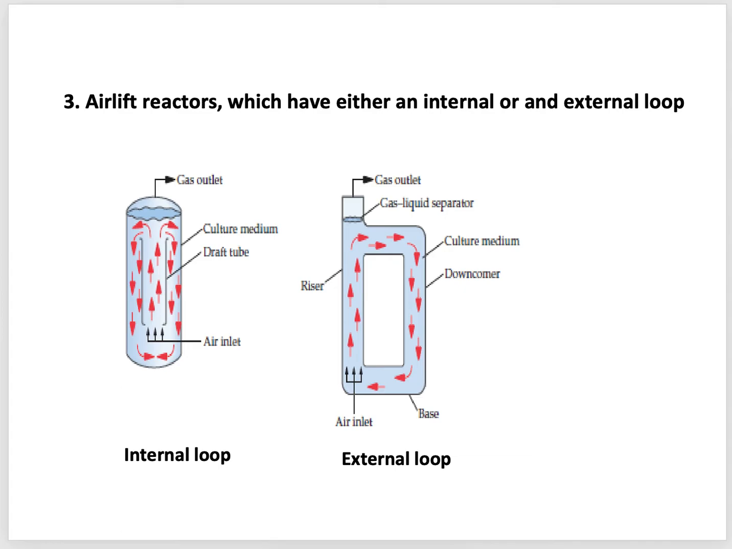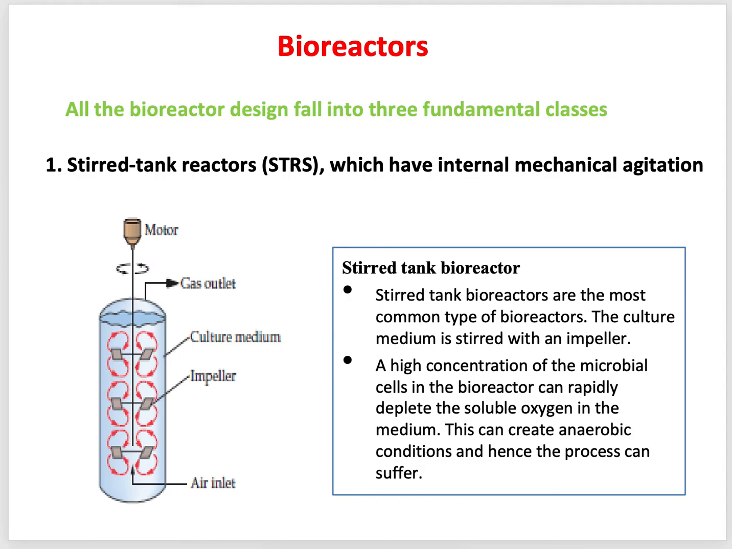First I'll talk about the stirred tank bioreactors, STR. In this kind of bioreactor, a mechanical impeller, a mechanical stirrer, is used for mixing. These are the most common type of fermenters, widely used around the world.